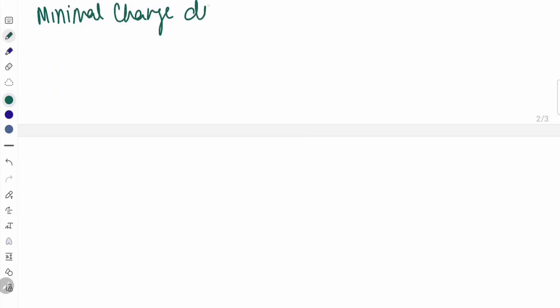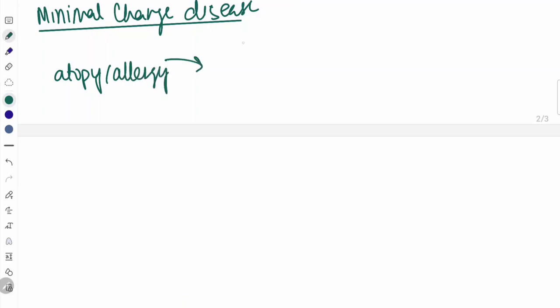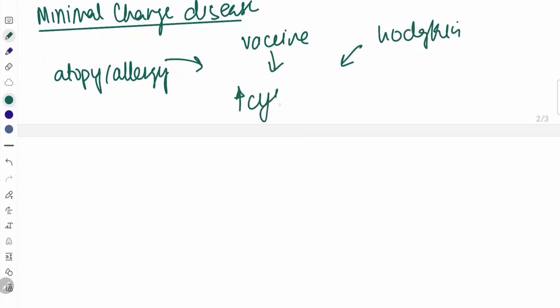So I told you that it happens in children and in patients with Hodgkin's lymphoma. Why is it so? Let's look at that. Basically, if there is any kind of atopy or allergy, which are the same thing, or vaccines, or Hodgkin lymphoma, where there is an increase in cytokines, all of these lead to increased cytokines because of an overactive immune system.